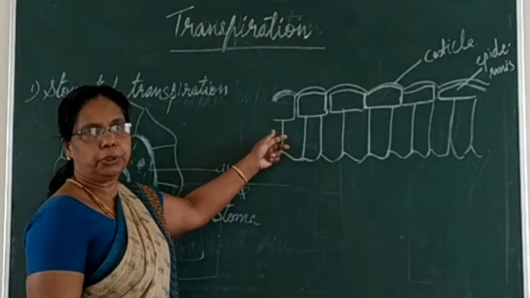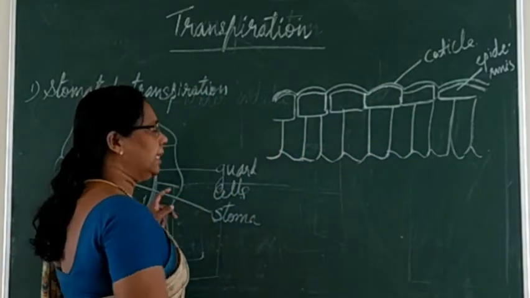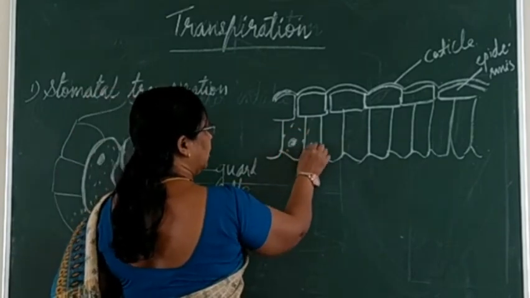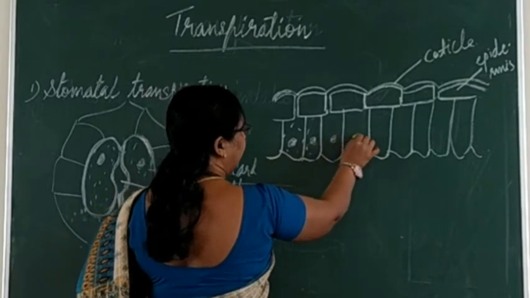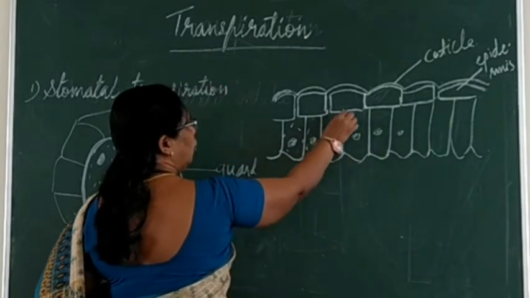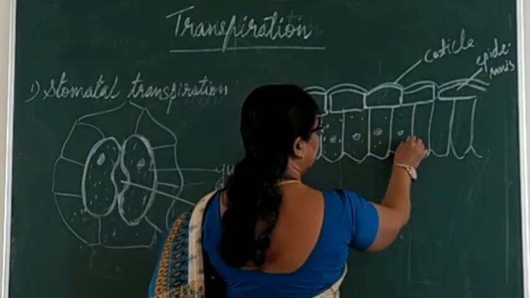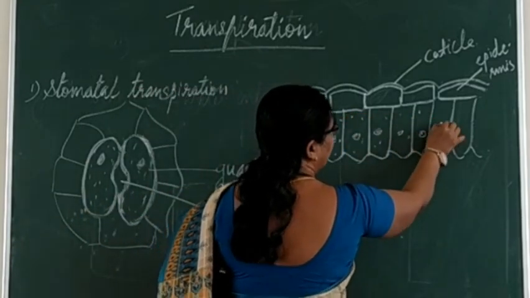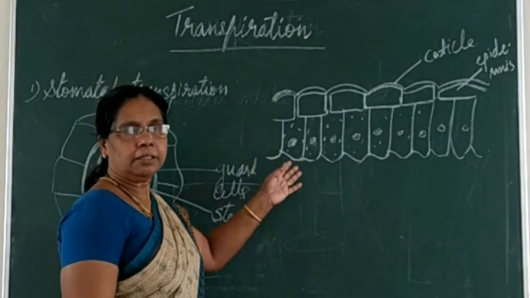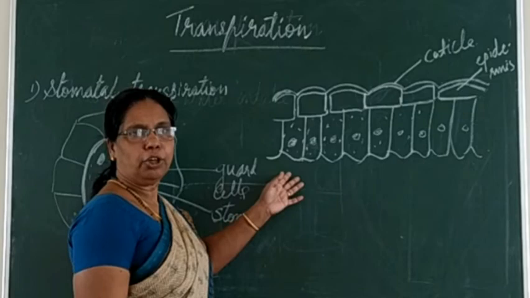These tissues are called as what? Palisade. These also contain a nucleus, and chlorophyll is present. Each cell contains a nucleus and then what? Chlorophyll is also present in these cells. So the first layer is called the palisade mesophyll.